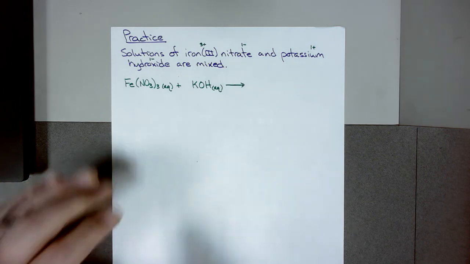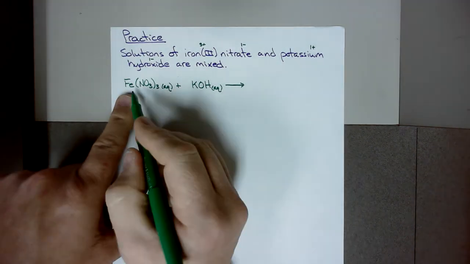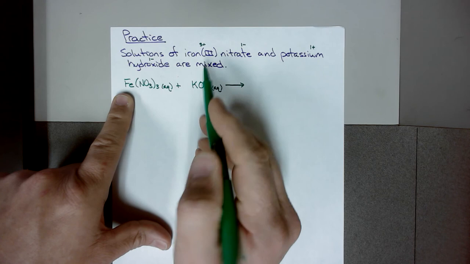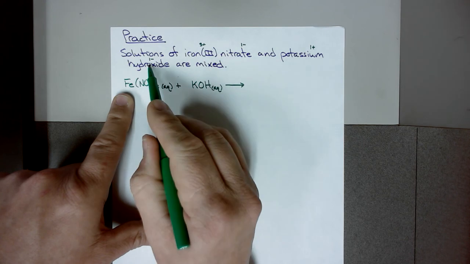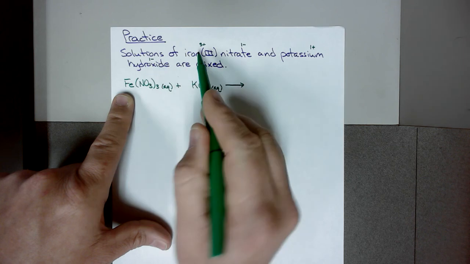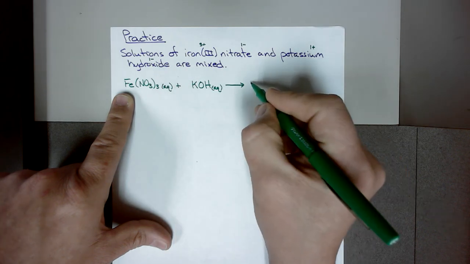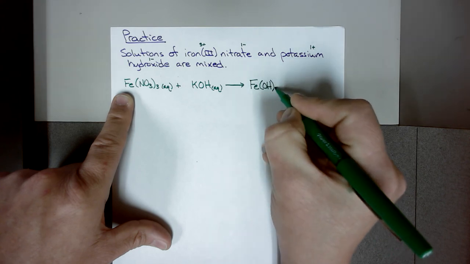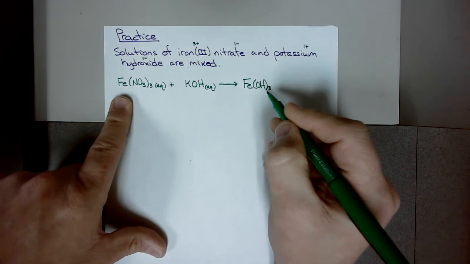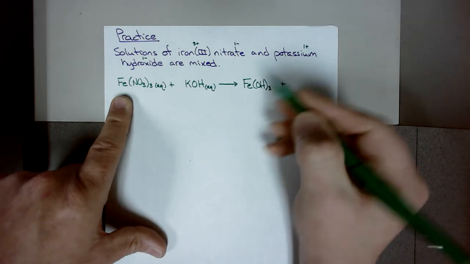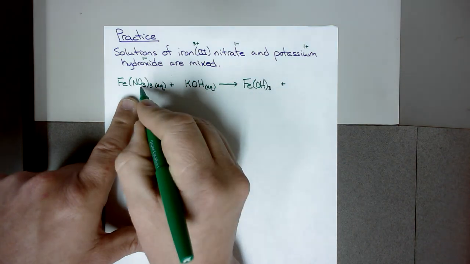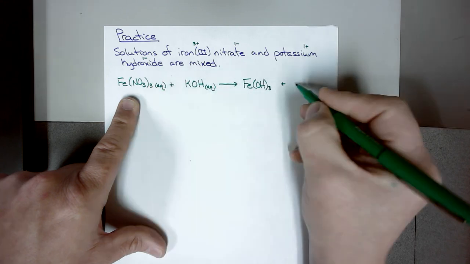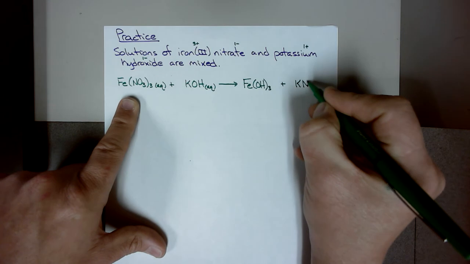And as I do this, I realize that this positive iron is going to go with the negative hydroxide. So we know that the iron's a 3+, hydroxide's a 1-, so that means I need 3 hydroxides to go with 1 iron. So my product over here, one of them will be iron 3 hydroxide, and we'll have to decide whether it's aqueous or not in just a minute. And then the other product will be potassium with the nitrate. Now remember, potassium's a 1+, nitrate's a 1-, so that's going to be a 1-to-1 ratio, potassium nitrate.